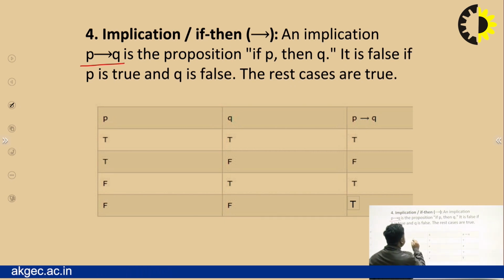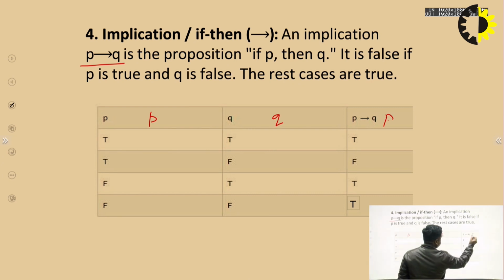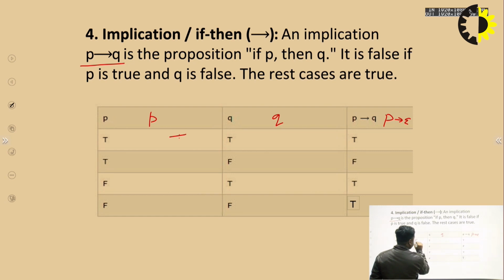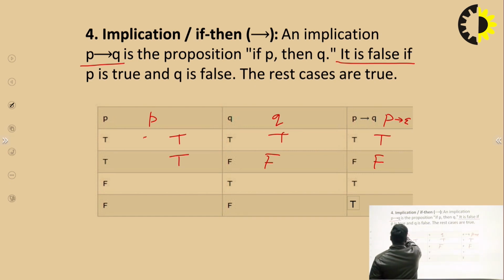If P is true and Q is false, the rest cases are true. Here we are saying that from the truth table we are going through this one condition. P, Q, P conditional Q. If true, true, then true. If true and the second statement is false, then false. This statement is saying that if P is true, then Q is false.